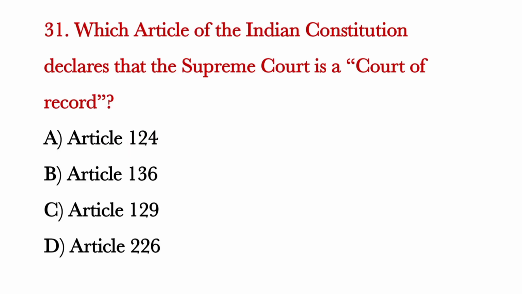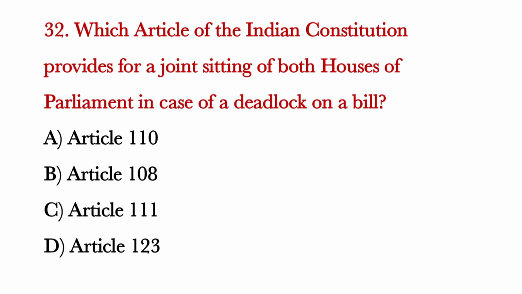Which article of the Indian Constitution declares that the Supreme Court is a court of record? Correct answer is option C, Article 129. Which article of the Indian Constitution provides for a joint sitting of both houses of Parliament in case of a deadlock on a bill? Correct answer is option B, Article 108.